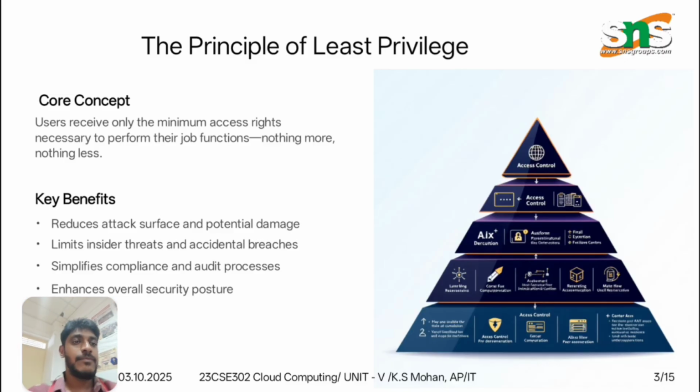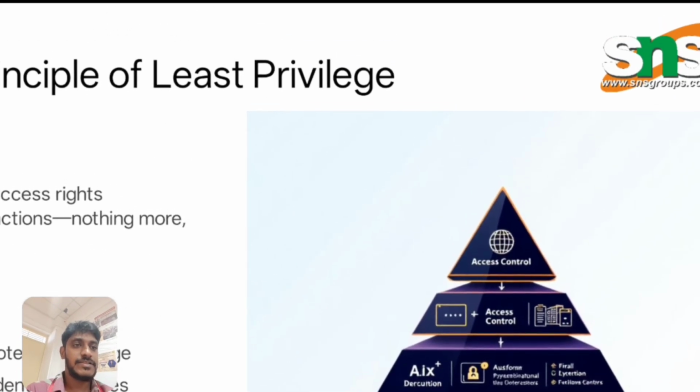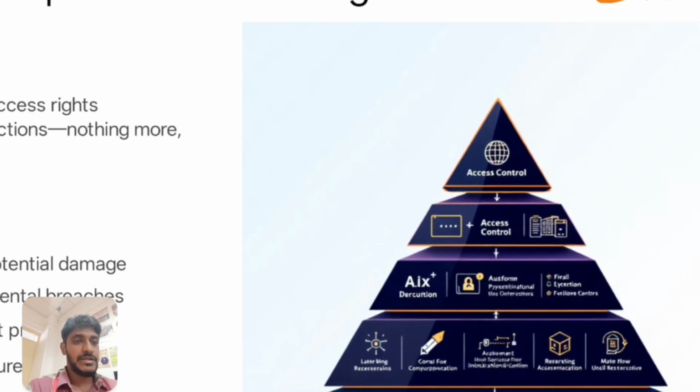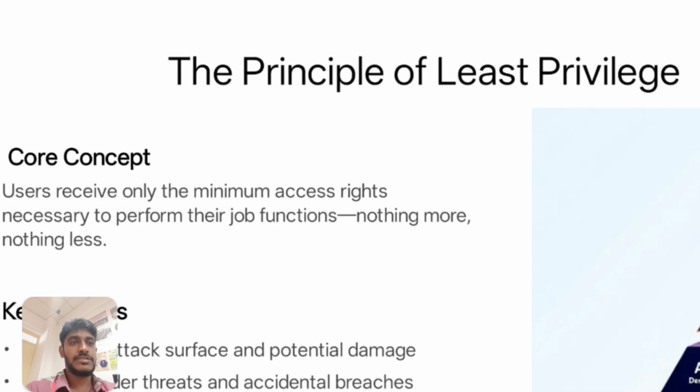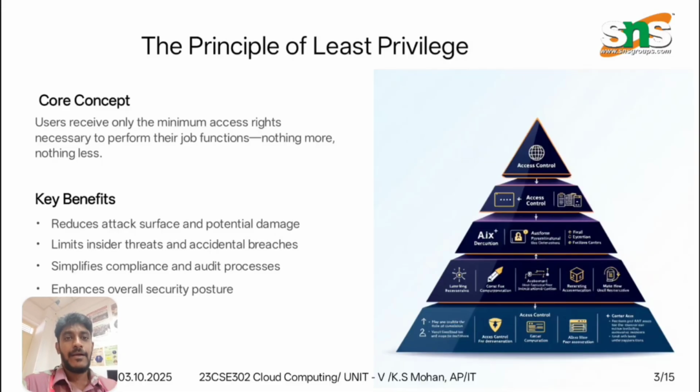In the picture we can see the access control, followed by different connected elements. The core concept behind the principle of least privilege is that users get only the minimum access rights needed to perform their job functions, nothing more and nothing less. That is the main thing. The key benefits of least privilege: it reduces the attack surface and potential damage. It also limits insider threats and accidental breaches. It simplifies compliance and audit processes. It enhances the overall security posture.